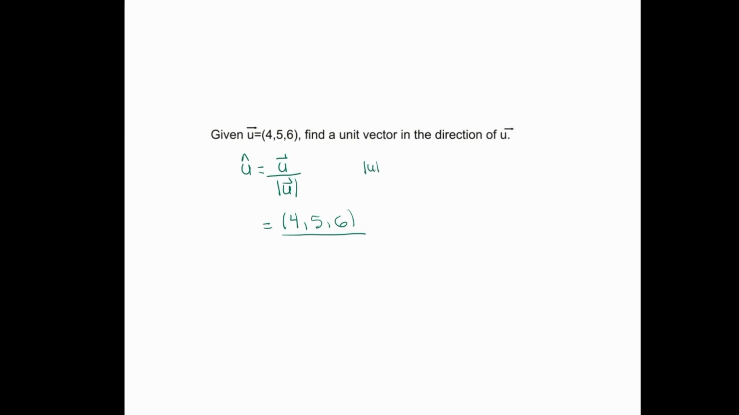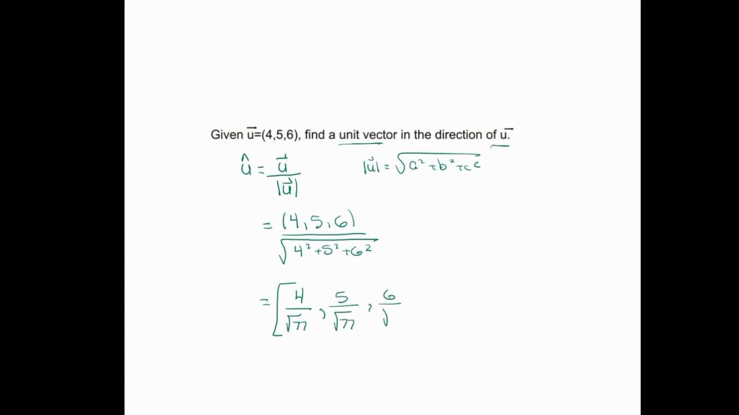And remember, the magnitude is just equal to the square root of a squared plus b squared plus c squared. We're just using that Pythagorean theorem. So this one would be equal to 4 squared plus 5 squared plus 6 squared. When the dust settles on that, that's root 77. So we could rewrite our points for this unit vector in the direction of u as 4 over root 77, that's going to be my x value. 5 over root 77, that's my y value. And 6 over root 77, that's my z value.